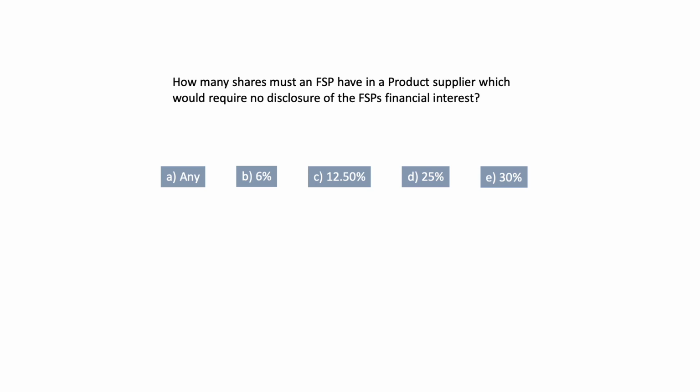The correct answer is B. If the FSP holds more than 10% shares in the product supplier, then they would need to disclose this fact. Therefore, anything less, as in the 6%, would not require disclosure.